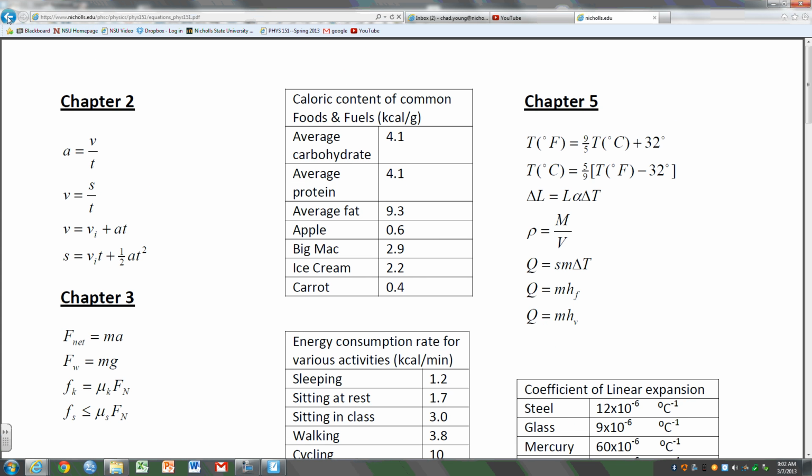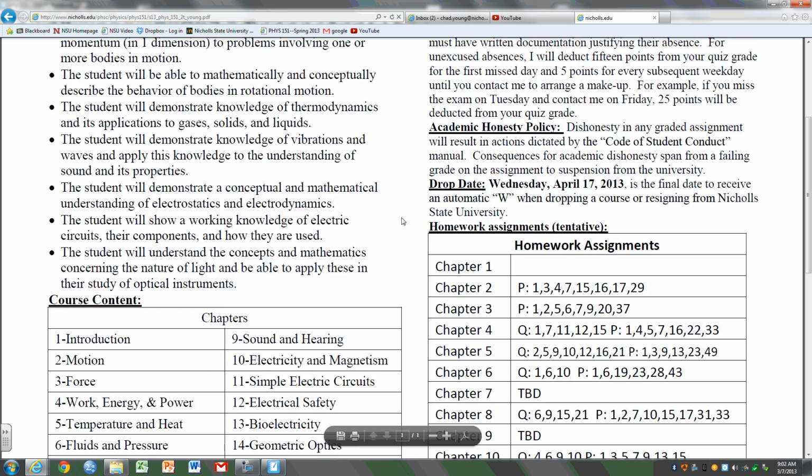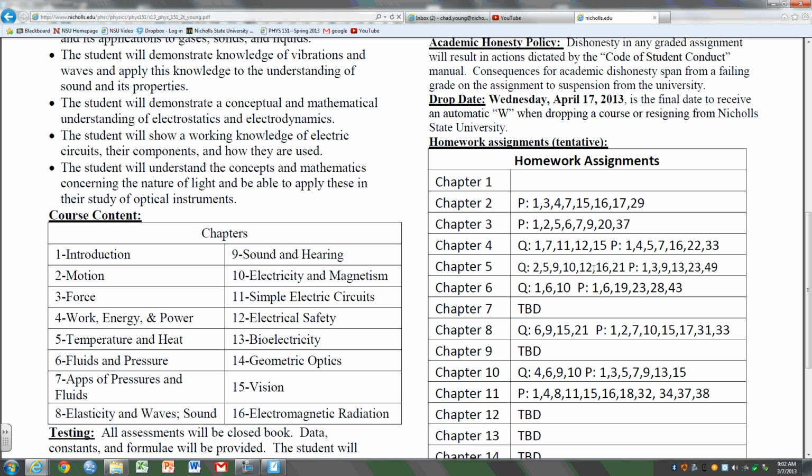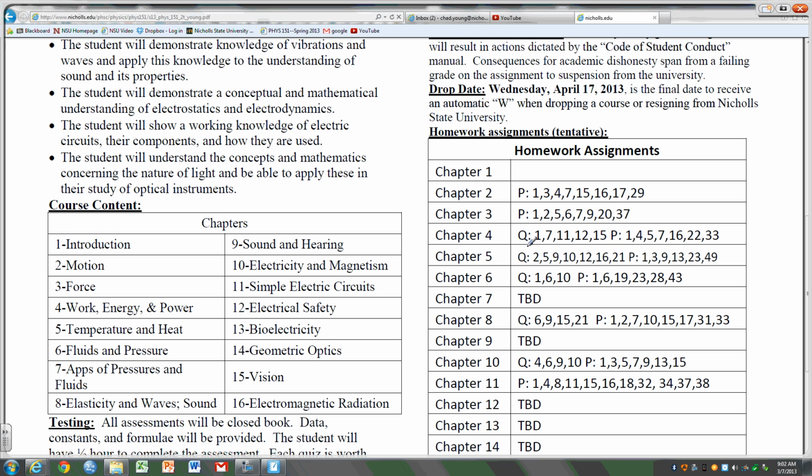And then I've also made one small change in the homework. That's on the syllabus. The homework for Chapter 5, I took out a question. I think it was number 16. No, for Chapter 5, I took out number 14. So here on Chapter 5, there was question number 14, and I just removed it. We're not going to talk about that.